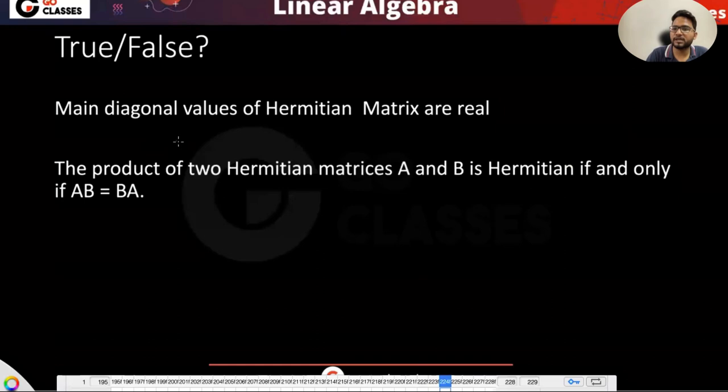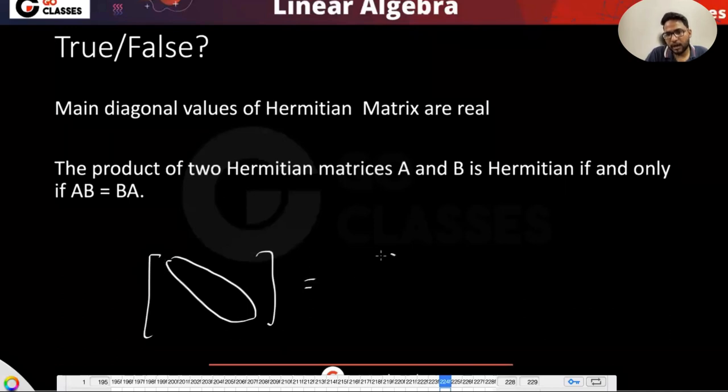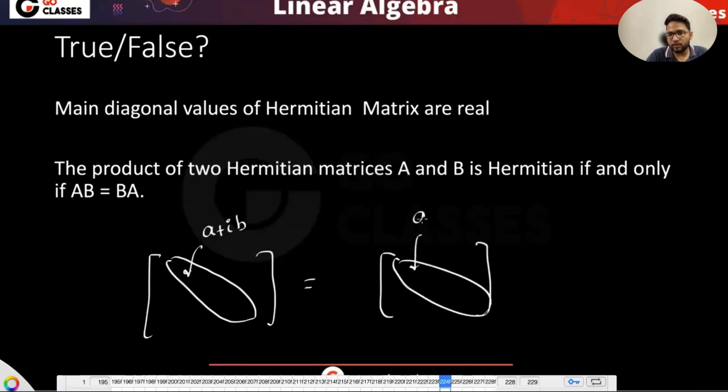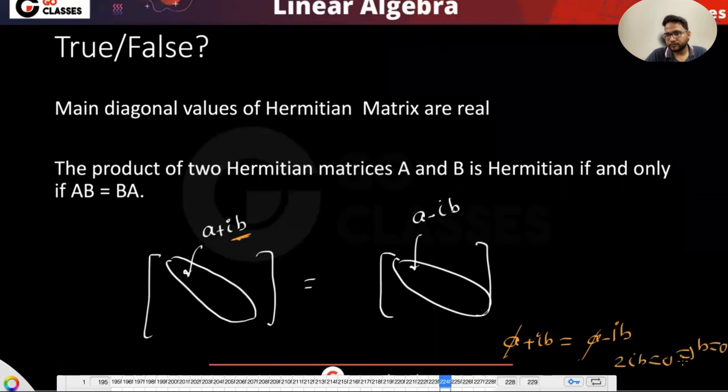The main diagonal values of a Hermitian matrix are real. See, the diagonal values don't get changed, right? It is a square matrix and the diagonal values don't get changed. If you are saying that it is equal to its own conjugate, how can it be equal to its own conjugate? Because after transpose, it won't get changed. It will be the same. If this is A plus IB, then it will be A minus IB after the conjugate and transpose, right? The transpose won't do anything, I agree, but the conjugate will. The conjugate will make it A minus IB. Now, how can these two be equal? These two are equal only when B is 0, right? See, A plus IB equal to A minus IB is possible only if A gets cancelled out, 2IB equals 0, and then B equals 0. So you can say that the main diagonal values of Hermitian matrices are real. So that is true.